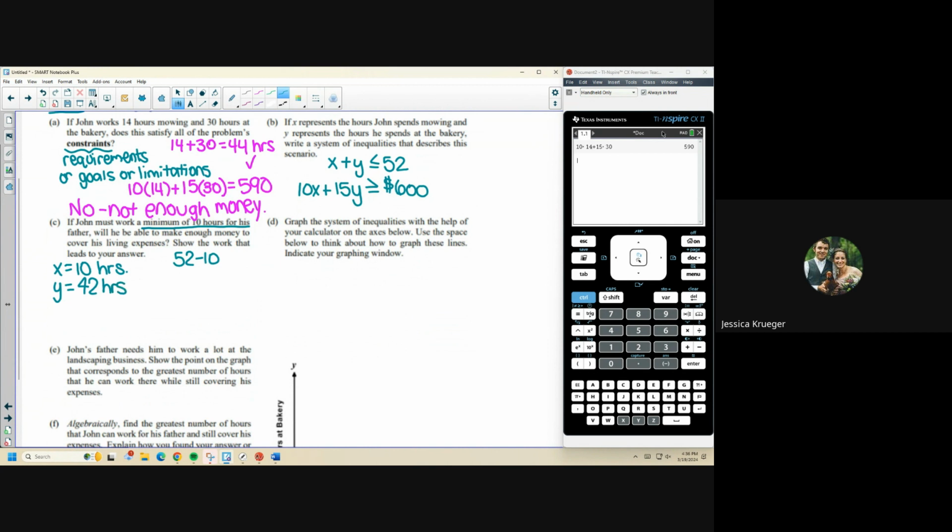So now the question is, will that split of hours make him at least $600 a week? So I've got to take $10 per hour times 10 hours plus $15 per hour times 42 hours and see if that is greater than or equal to 600.